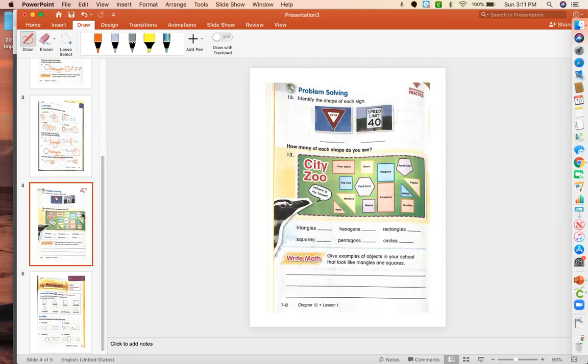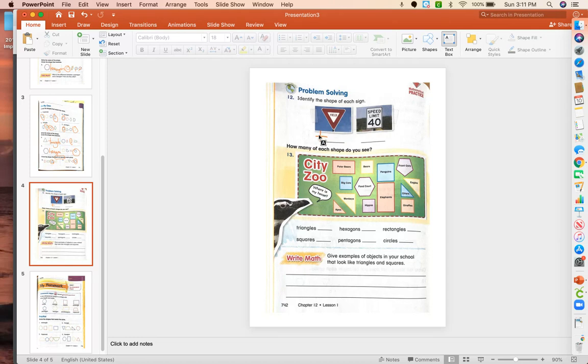All right. On page number 742, we're going to look at number 12. Identify the shape of each sign. So what shape do you think this yield sign is? I hope you said triangle because that is the correct answer. So we're going to write triangle. I'm actually going to type the word triangle. It's a lot easier for Miss Fuller to do that than to write it.